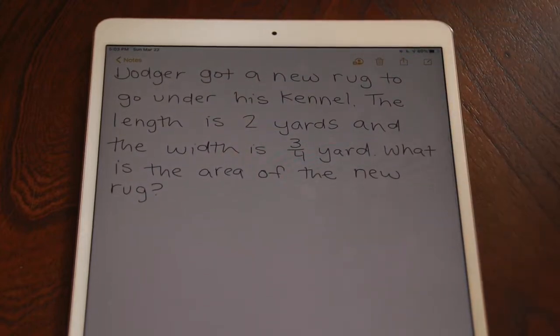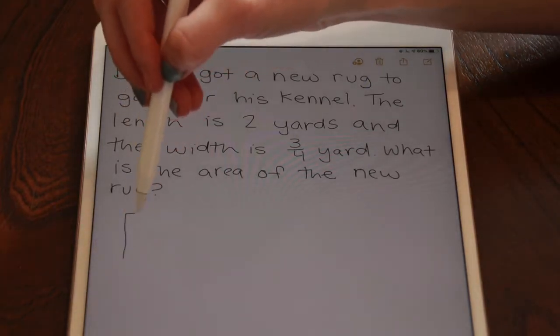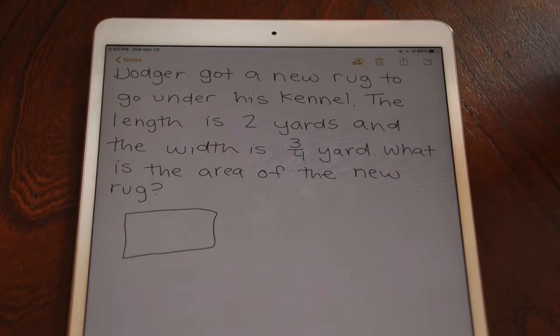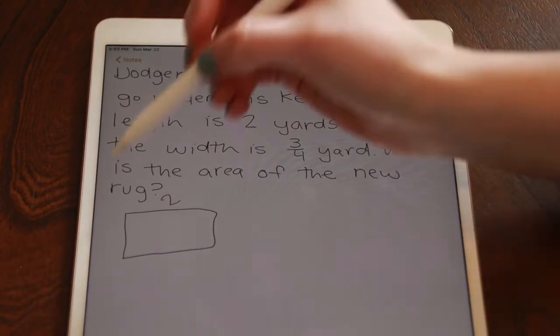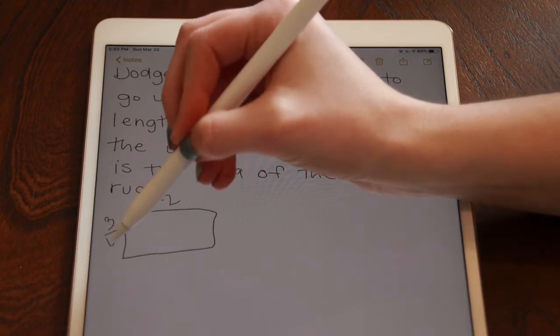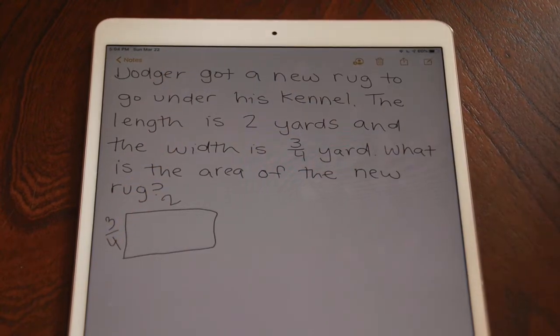Okay, so let's look at the next one. Dodger got a new rug to go under his kennel. The length is 2 yards and the width is 3/4 yards. What is the area of the new rug? Well, I'm going to draw this out. We worked on area last term. I have a length of 2 and a width of 3/4.